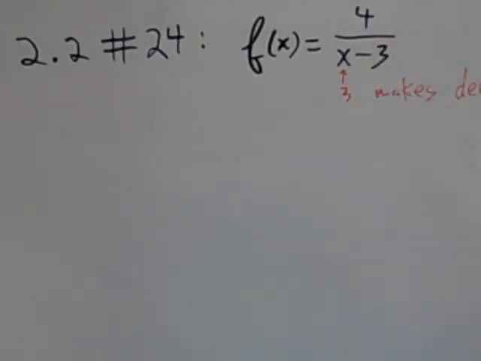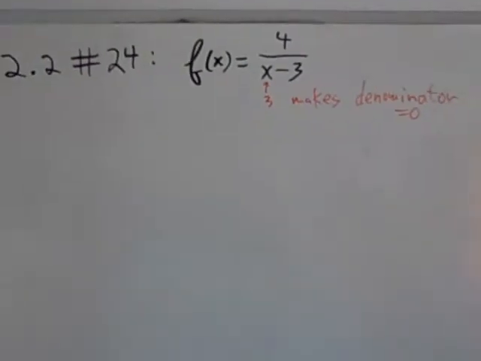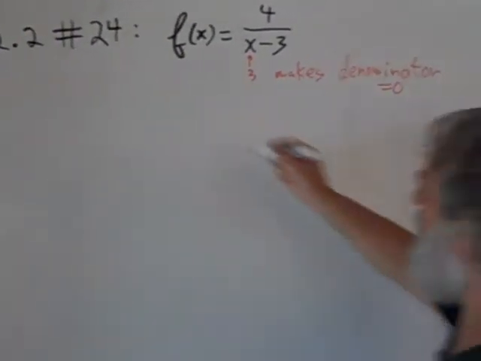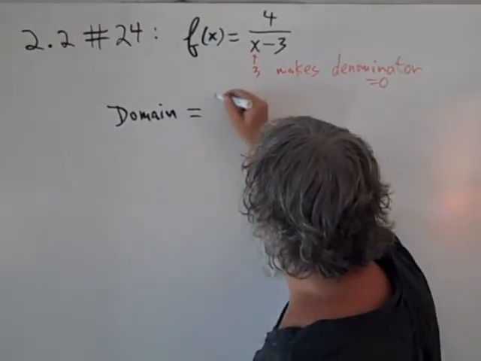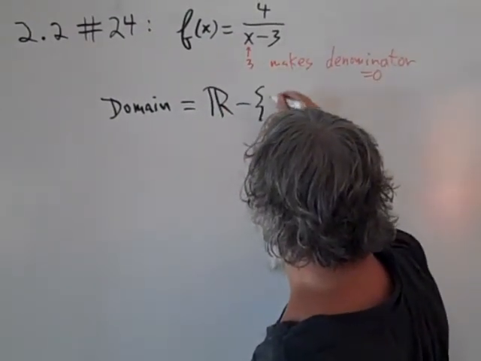But any other value of x will be fine, because only x equaling 3 will make the denominator 0. Every other value of x is perfectly okay to subtract 3 from and divide into 4. So the domain of this function consists of all real numbers except 3. You could say it's the real numbers minus 3.